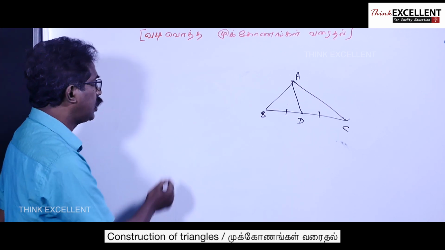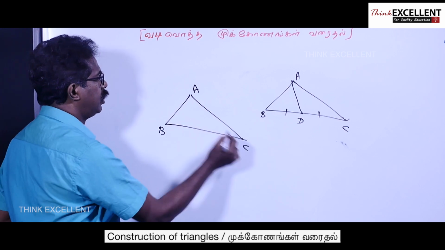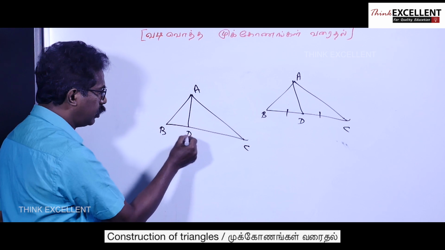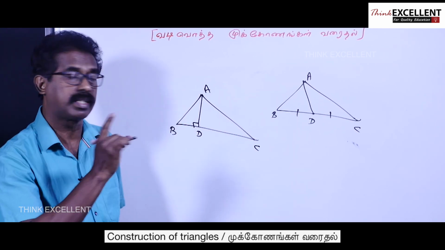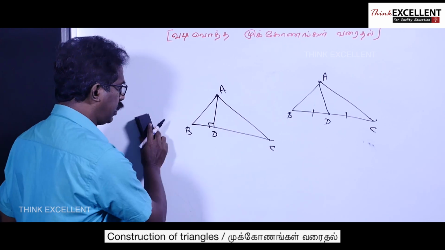குத்துக்கோடு, altitude. Altitude means perpendicular line. Suppose ABC is a triangle. Through A, you draw a perpendicular line to the base. So this is called what? Altitude. In the first case median is given, in the second case altitude, and the third case I already explained, right?